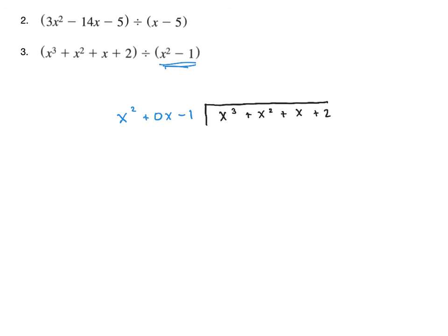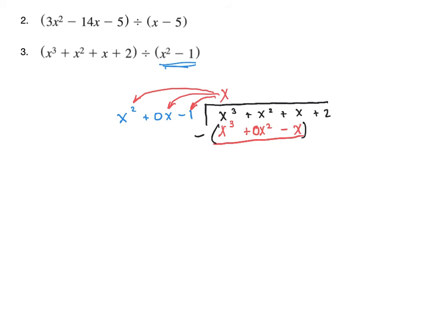So all we have to do here is go, hey, x squared times what to give me x cubed? Well, I just need an x. So I'll put an x up here. And I distribute that to each one of these. So that's an x cubed. That's 0x squared. And this would be negative 1x, or just negative x. We draw a line, and then we subtract.